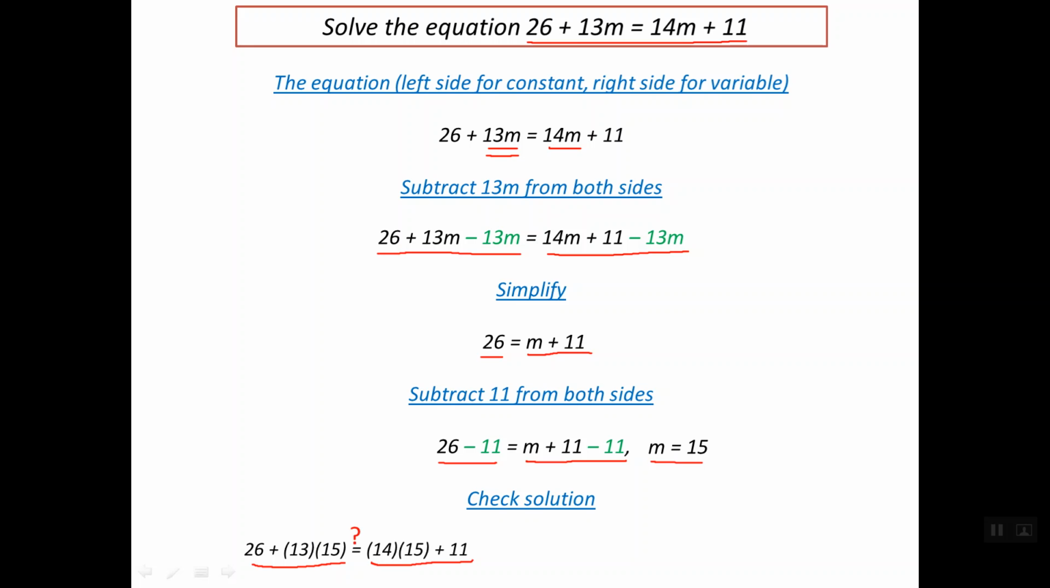We need to check for the equality of this equation. So on the left side, we have 26 plus 13 times 15, which is 195, and regarding the right side of the equation, 14 times 15 gives us 210 plus 11. So you can now simplify. You'll see that we have 211 on both sides of the equation. So this solution is correct.